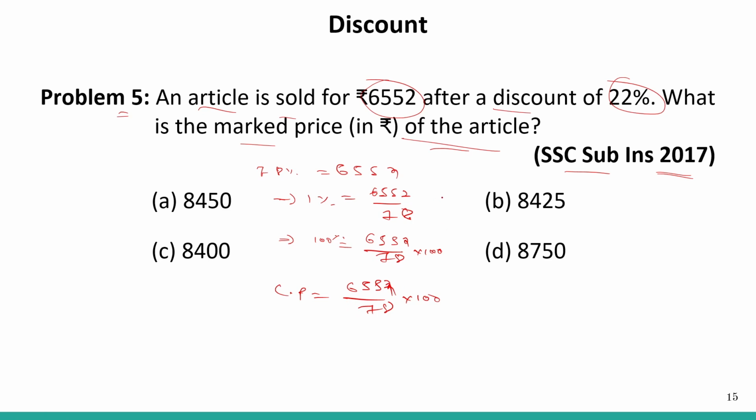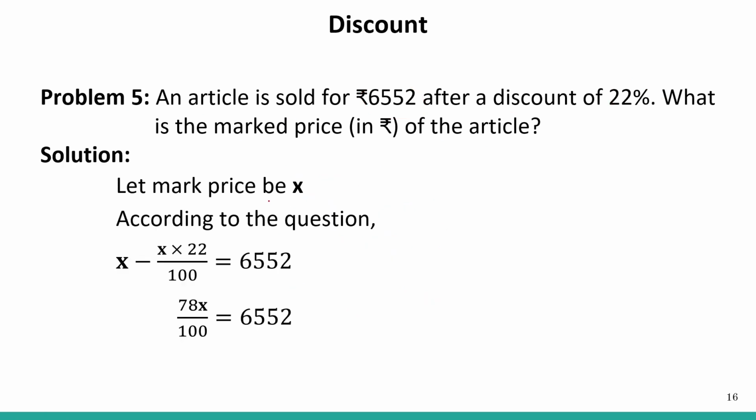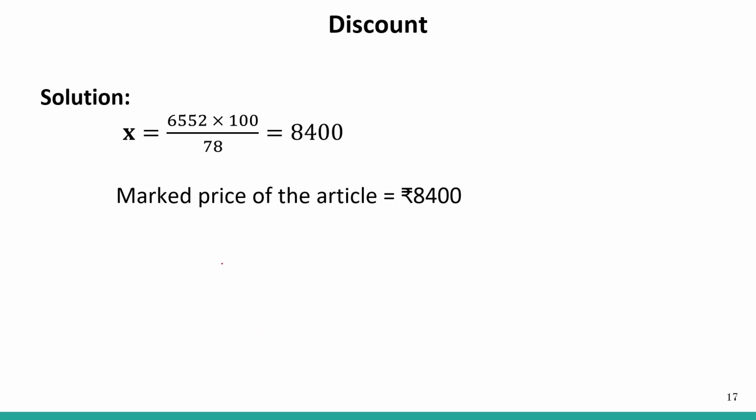So what we are left with is, let's take the mark price to be x. According to the question, x minus x into 22 by 100 gives us 6552. So 78x by 100 is equal to 6552. So x is equal to 6552 into 100 by 78, which is equal to 8400. So the mark price of the article is equal to 8400. So this is the correct answer here.